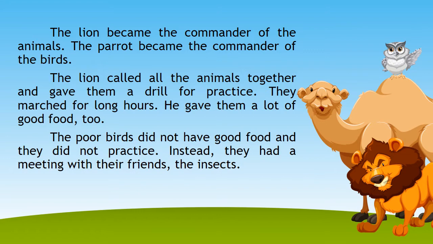They marched for long hours. You know what is marching, right? He gave them a lot of good food too. Well, for good exercise and for proper energy, you need good food. So the lion made sure that all the animals got good food. The poor birds did not have good food and they did not practice. But what did they do? They had a meeting with their friends, the insects.